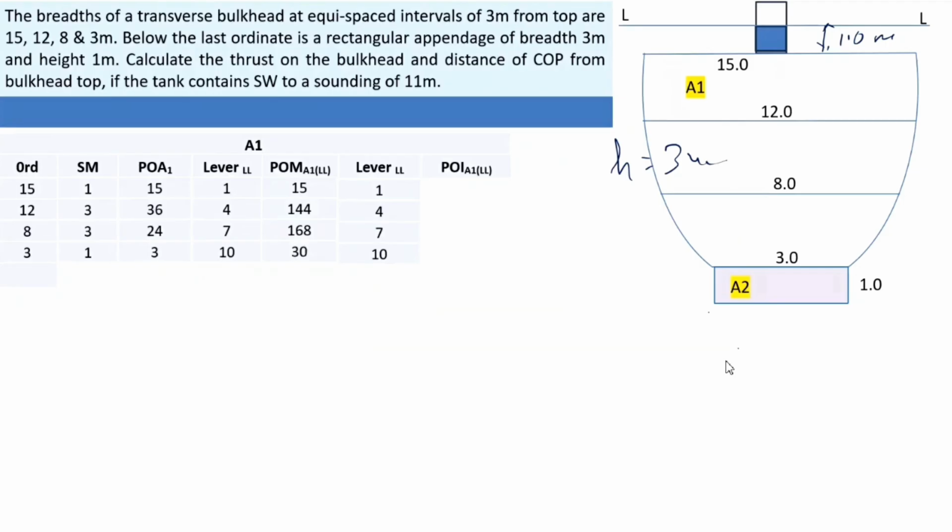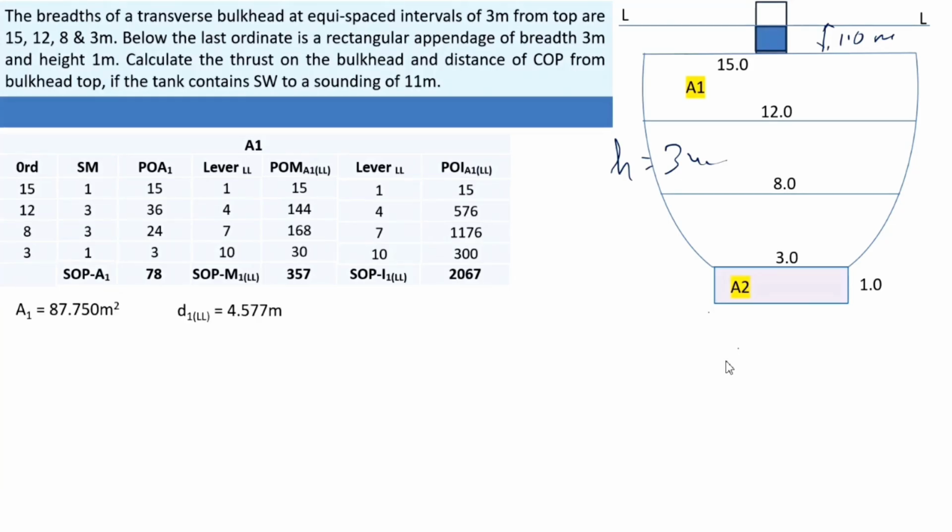Then you will complete this. This is simple multiplication. No brains required here. And we'll get straight away SOPs because it's horizontal ordinate. We'll get the SOPs of what? Area 1, SOP moment 1, SOP inertia 1, and we get all these. Now, from this, when you'll calculate, area A1 will come this much. From here 78, when you'll calculate, this will be the area you'll get. Okay, beta?